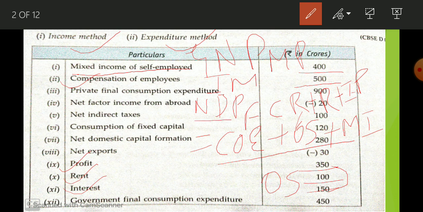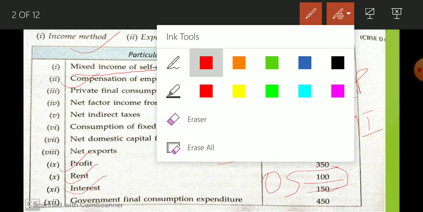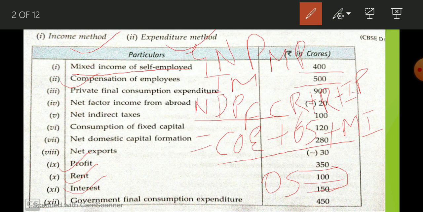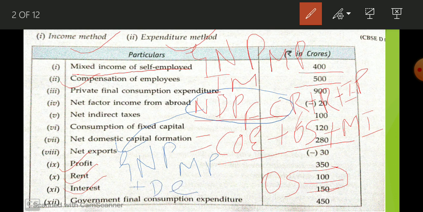What you are going to get? NDPFC. And the question is about finding the value of GNP. And what you are having? You are having NDPFC. So when you are moving from net to gross, what you have to do? You have to add depreciation, okay? When you are moving from domestic to national, you have to add NFIA, okay student? And when you are moving from FC to MP, you have to add NIT, okay?